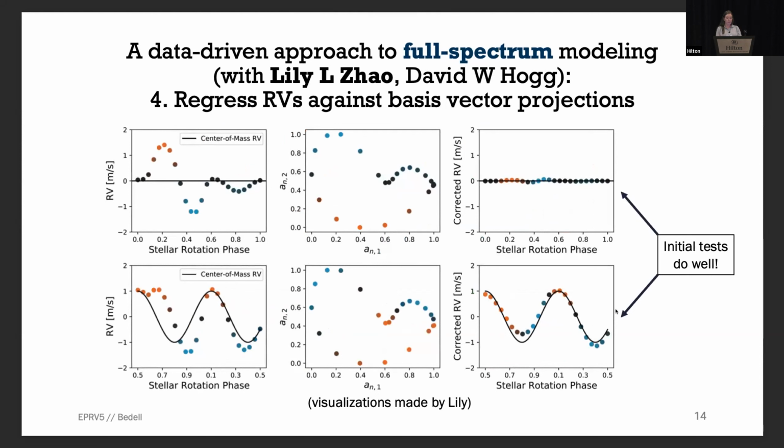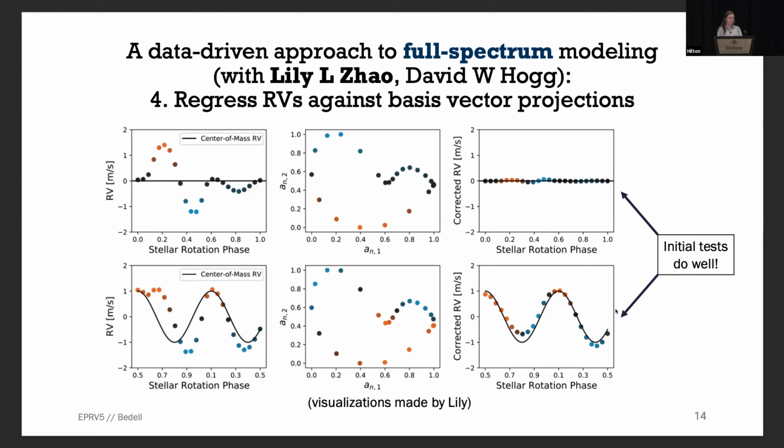So we can take advantage of that and do a linear regression of the radial velocities against those positions in the basis vector or the latent space. And we've done this with some toy models and find pretty good performance, both in terms of reducing the RMS of the measured radial velocities and still preserving true Keplerian signals.